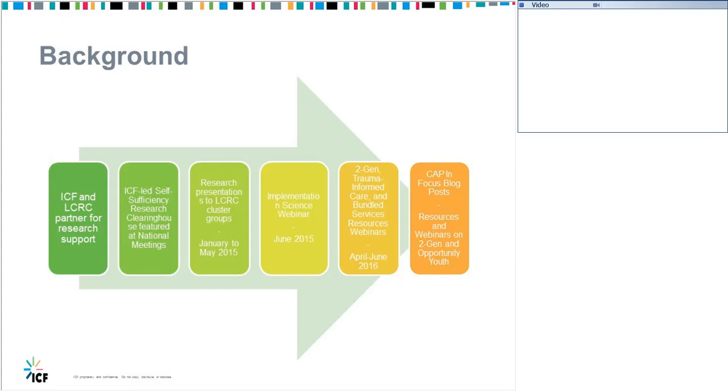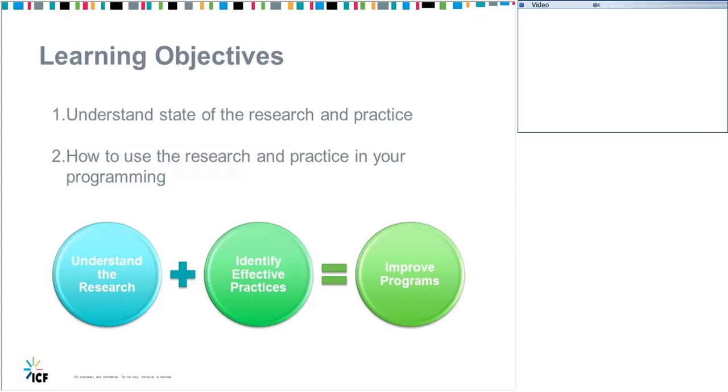Today, our goal is to give you resources on 2Gen approaches to poverty alleviation and also how it relates to opportunity youth. This slide shows our learning objectives, and our main objective is to share the state of the research and the practice on 2Gen approaches and opportunity youth. Our second objective is to show you and talk about some effective practices that we've heard about so you can use them to improve your program.